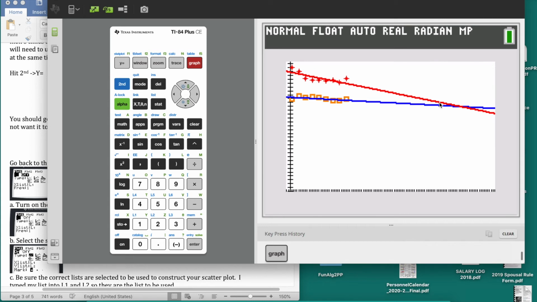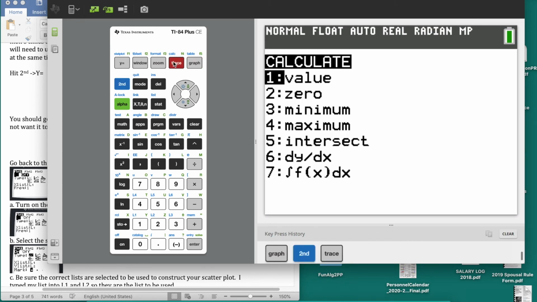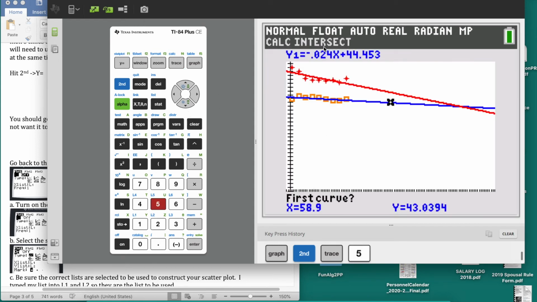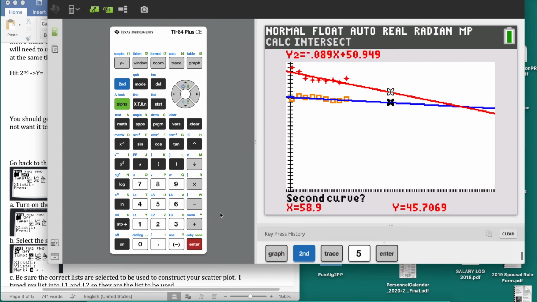So now when it's asking us things like when will the times for the men and times for the women be the same, we can look at this point of intersection. So let's do second trace. 5 is the intersect. My blue one, make sure you look, Y1, my lettering's in blue so I know what line I'm on. I'm going to hit enter for my first curve. Now the red is highlighted. The cursor automatically moves up to the red. I'm going to hit enter again.